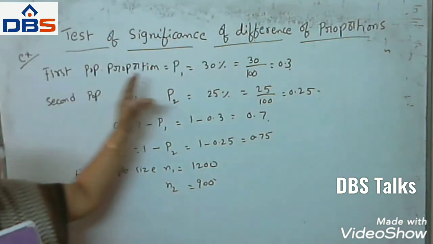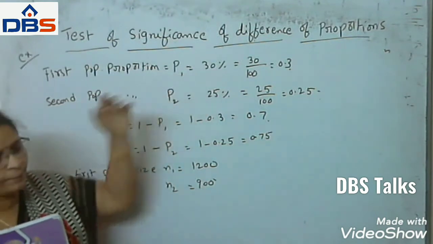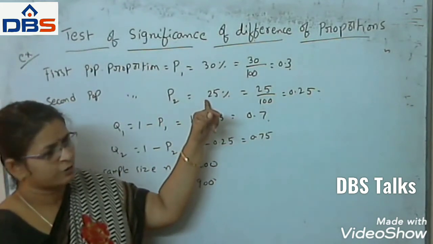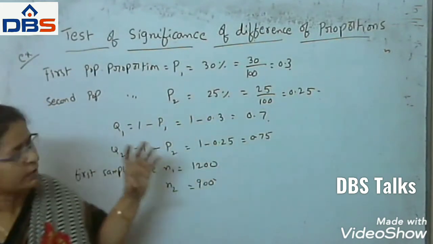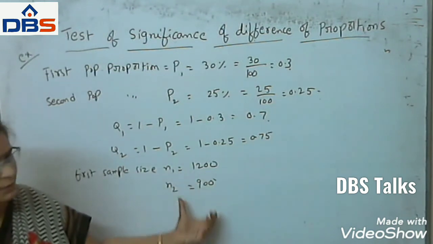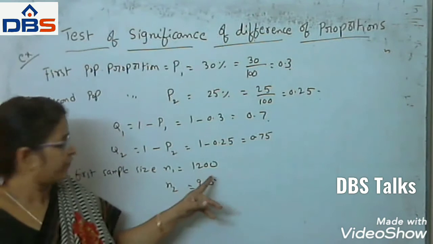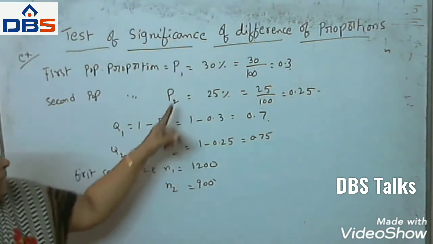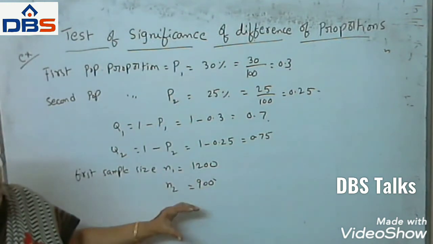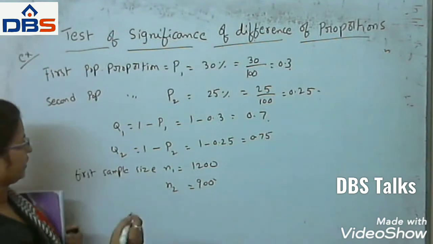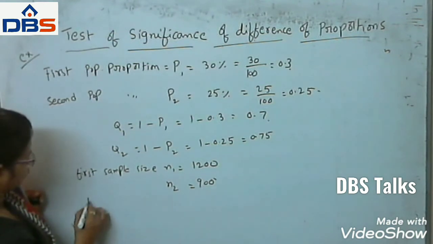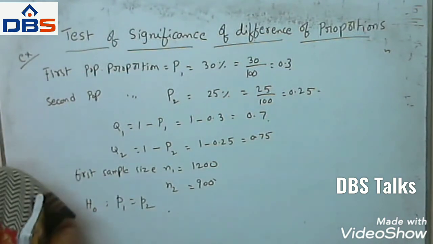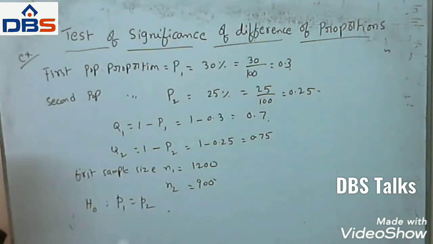They are considering two populations. In the first population, the proportion of fair-haired people is 30%. In the second population, it is 25%. Now the question is, if you take two samples from the populations, whether the proportions are the same in the samples also. That is the question. So first, let us set up H naught: P1 equal to P2.